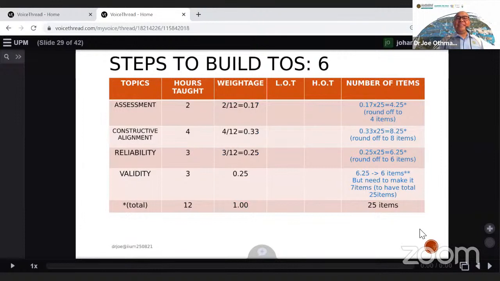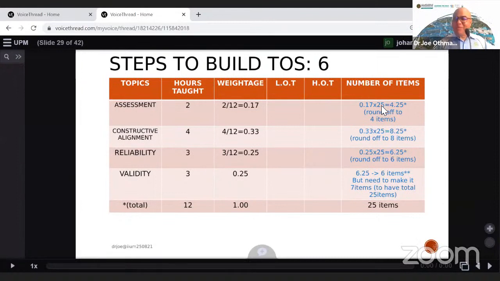This one is a little bit complicated, for those of you who are new. Now, for the last column, you take only the weightage. Don't care about the hours. The hours we have done. In other words, now focus on the weightage. Now, weightage times total item. See, weightage times total item.